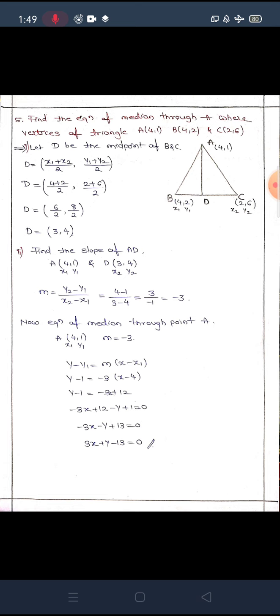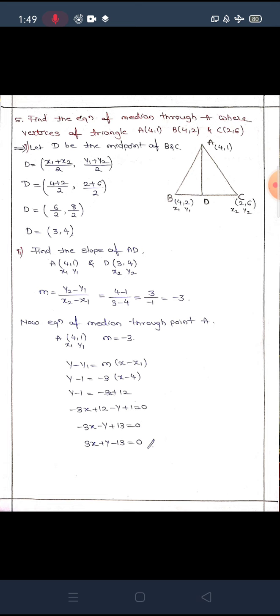So how to find D? (x1 plus x2) divided by 2, comma, (y1 plus y2) divided by 2. So put the values there: (4 plus 2) divided by 2, (2 plus 6) divided by 2. I have written there x1, y1, x2, y2. Then 4 plus 2 is 6 divided by 2, 8 divided by 2. So what you are getting as D? 3 and 4.